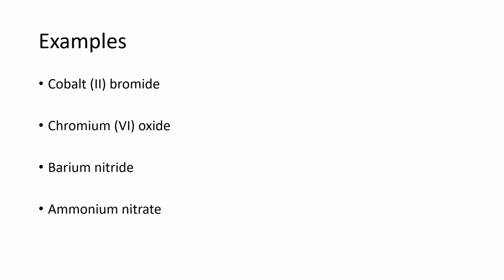All right, let's take a look at some examples here. The first one says cobalt 2 bromide. So for the cobalt 2, that Roman numeral 2 is telling us that cobalt has a +2 charge. So we'll have Co with a +2. Bromide falls in the halogens, and all of the halogens have a charge of -1. +2 and -1 don't cancel out, so we're going to crisscross.